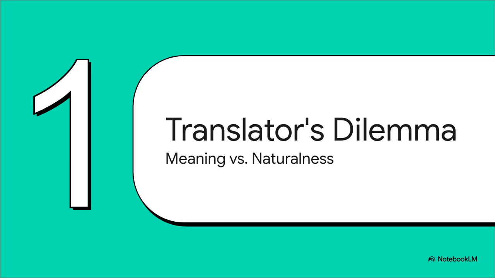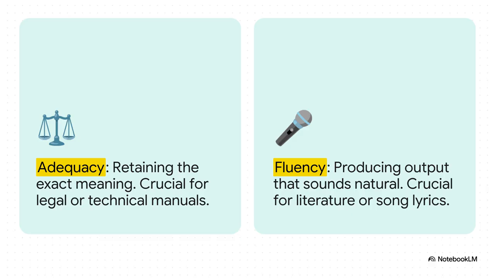Okay, so to get why machine translation is so tricky, you first have to understand this one big problem that every translator faces, whether they're human or not. It's this constant tug of war, right? Between getting the meaning exactly right and making it sound like a normal person actually said it. So this whole dilemma really comes down to two big ideas.